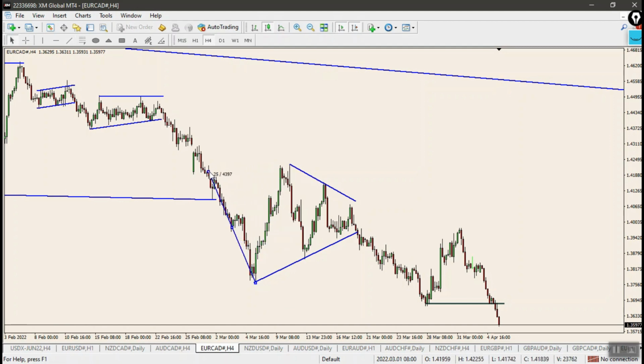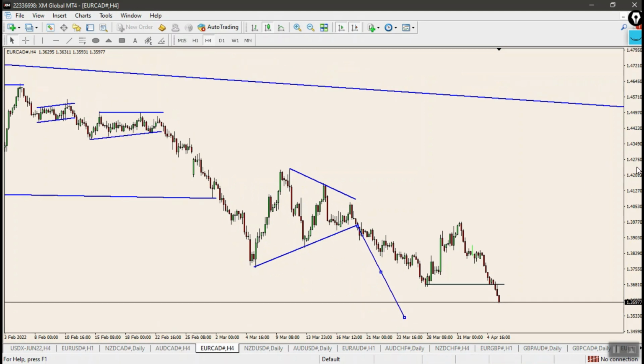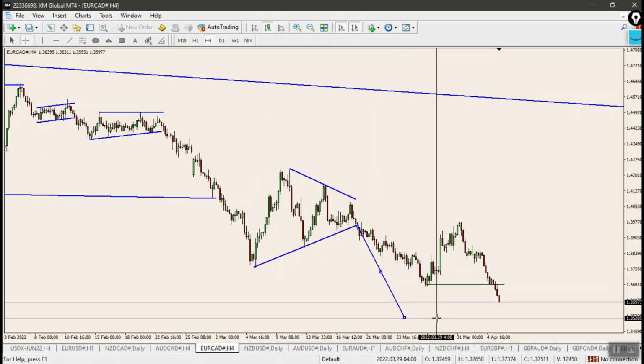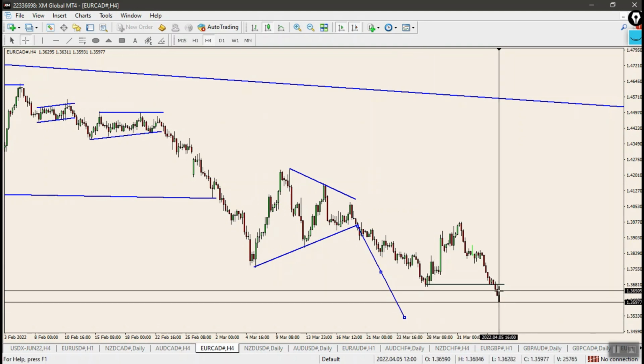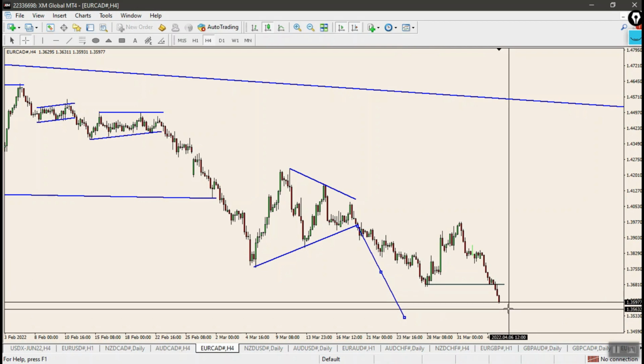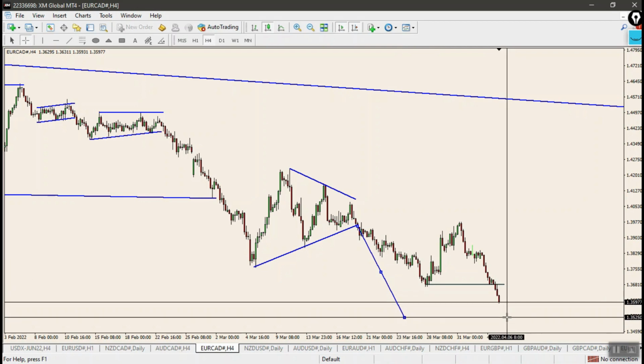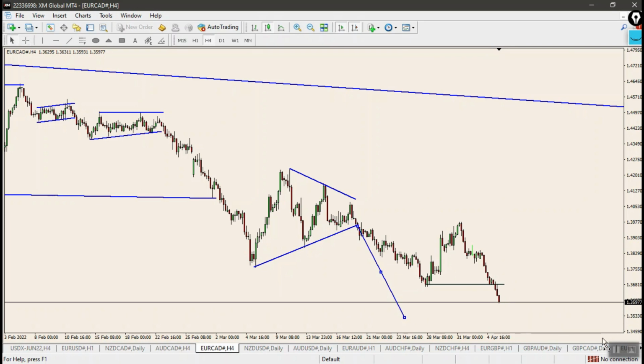Let me do it this way. I believe this is the same amount of pips. First touch, second touch, and your TPs, I believe this one, yeah, your TPs are somewhere here. And as you can see, the market is still dropping. I believe the market is somewhere here right now. So yeah, your TPs would be somewhere here. Let's move on to the next example.